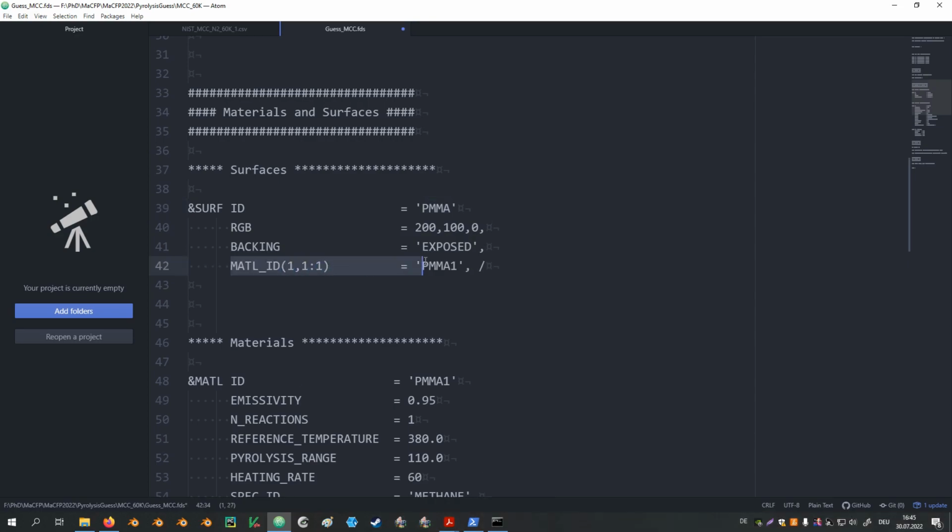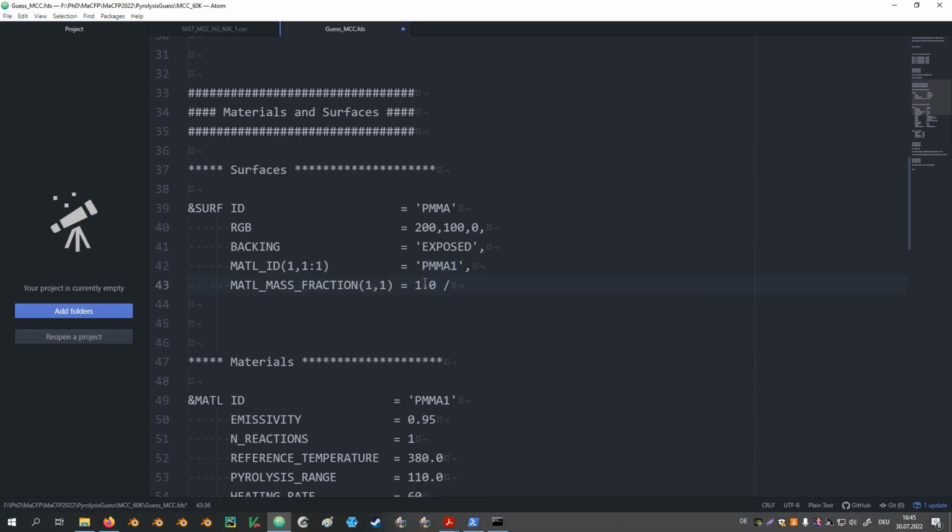For the material we set up this array and only add in one parameter for now, but we know that we want to have multiple reactions, so that in the end we can just extend this array. And then a mass fraction needs to be associated to this material. For now I have set it to 100% as PMMA 1.